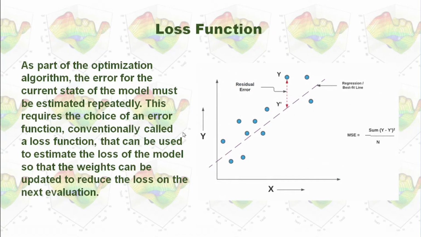In my previous video, I explained what an activation function is. This time, I will explain what a loss function is. The error for the current state of the model must be estimated repeatedly. This requires a choice of error function, also called a loss function.